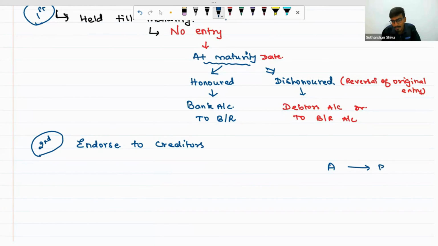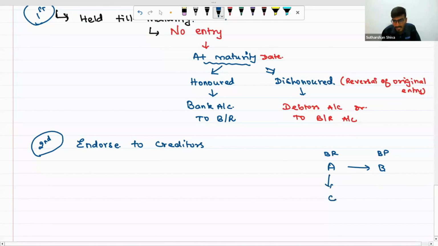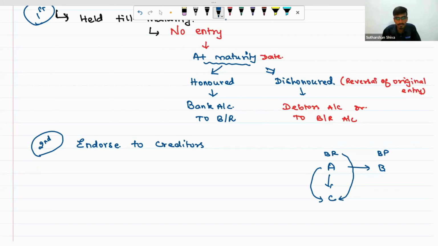A and B are making some transaction. A sends bills receivable. For B, it is bills payable. A has another transaction with C. He is liable to pay C. Instead of paying the amount, he just endorses, he just transfers the bill to C. He transfers this bills receivable, which he has received from B, to be endorsed to C.